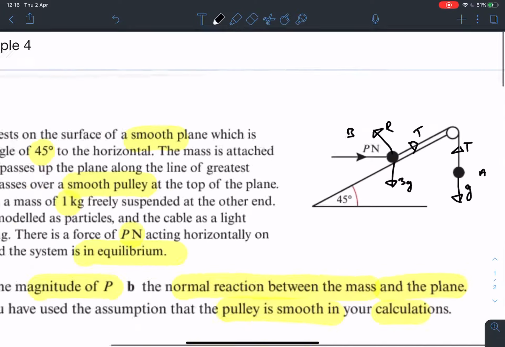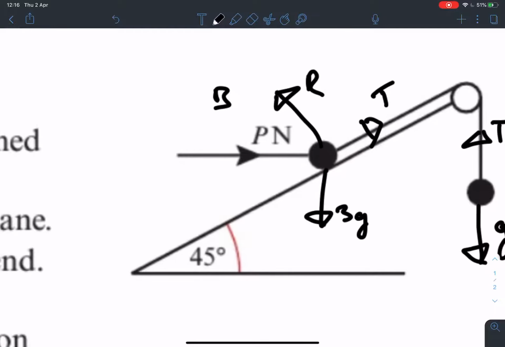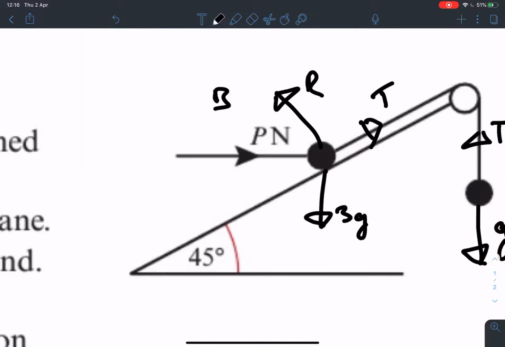Okay, let's go back and see what we've got to do. The magnitude of P. So if we're going to work on the magnitude of P, let's look at particle B. And when we work on B, we've got a plane, so we're going to choose to work parallel to the plane and perpendicular to the plane. And in order to do that, we've got to break some forces down into their components. Which two forces is it, do you think, that need breaking down into their components? Hopefully you've picked out the right ones. Yeah, Stefan, which ones did you pick?